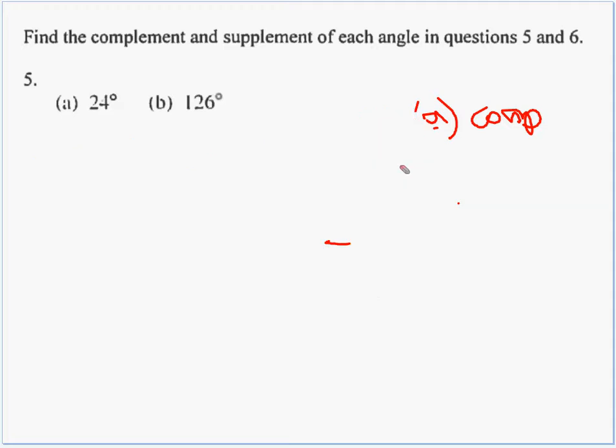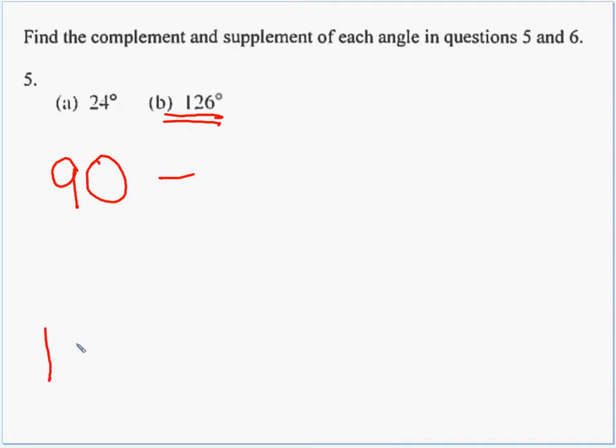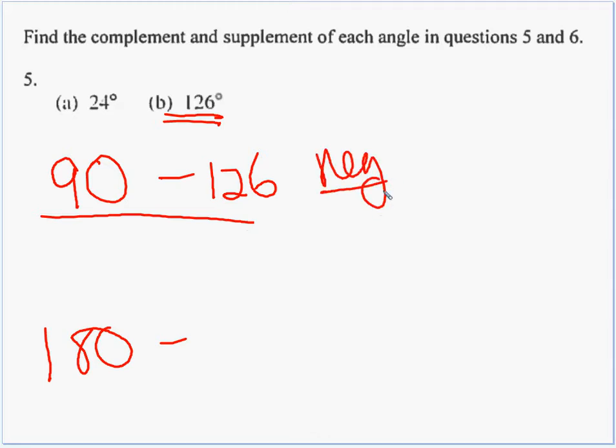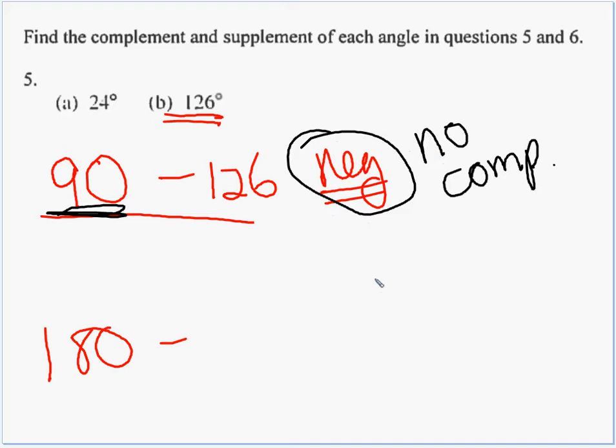Now, on to part B, complement and supplement. Here our given angle is different. It's bigger. So again, complement is 90 minus given. Supplement is 180 minus given. In the complement, when we subtract, 90 minus 126 gives us a negative answer. And it doesn't matter what the number is. As long as we get a negative, there is no complement. By definition, complementary angles must be positive angles that add up to 90. So here there is no complement because our answer would be negative. But when we do the supplement, 180 minus 126, that turns into a 54. Supplement is 54.